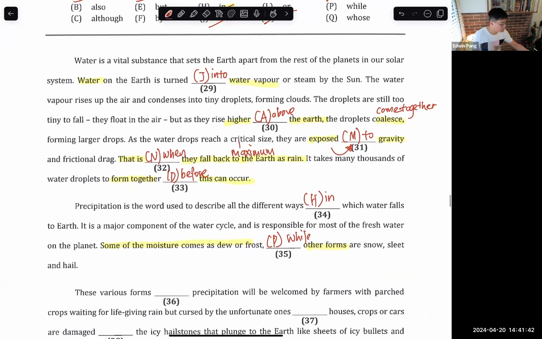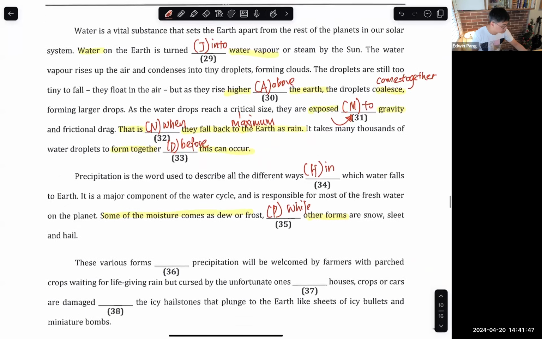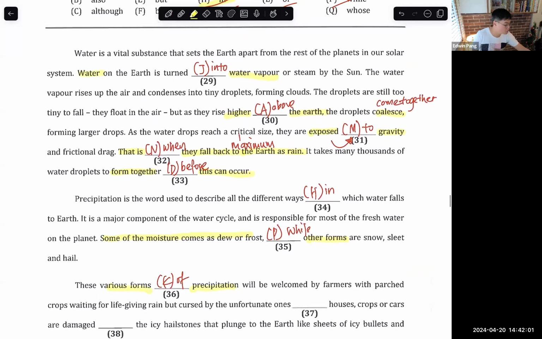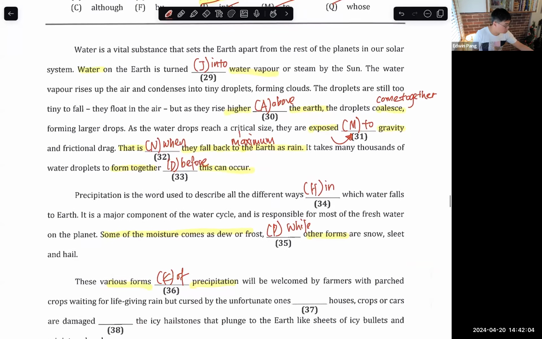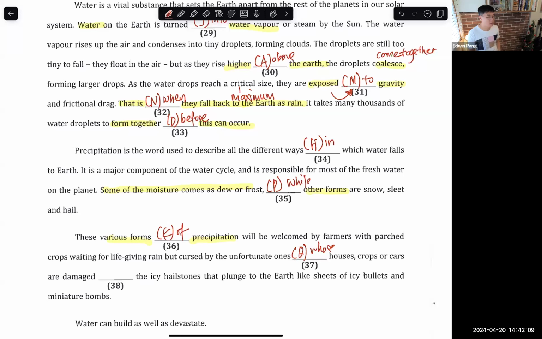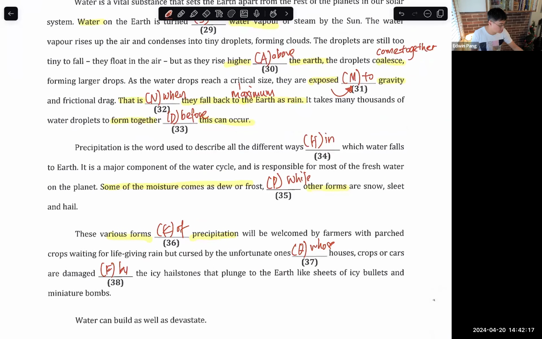So far, so good, huh? These various forms of precipitation will be welcomed by farmers, who are waiting for the life-giving rain, but cursed by the unfortunate ones whose houses belong to these people, right? So they curse the rain because their homes and their crops will be damaged by the icy hailstones that plunge to the earth like sheets of icy bullets.